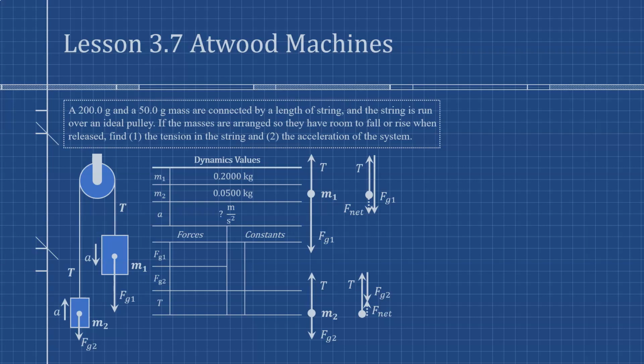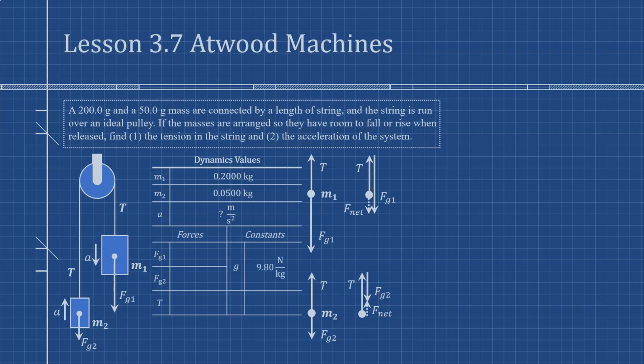Okay, now that I have my free body diagrams drawn out, and I've made sense of what these different weight forces or gravitational forces are in this problem, let's go ahead and fill out the rest of my dynamics table. First of all, is there a constant that applies to weight force? Well, there sure is. It's g equals 9.8 newtons per kilogram.